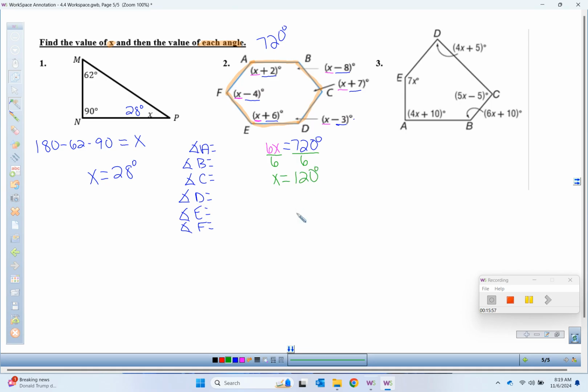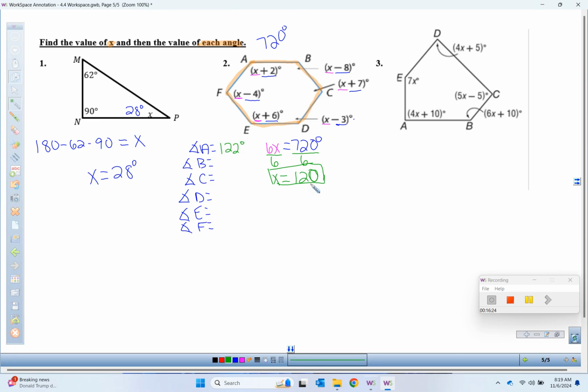Okay, we are not finished because we need to find the value of each angle. So we take the x that we have and we plug this in for every x. So for A, we would take 120. Oh, and this is not degrees. I'm sorry. This is not degrees. It's just a value. We take this 120 and plug it in for x. So 120 plus 2, you should get 122 degrees.